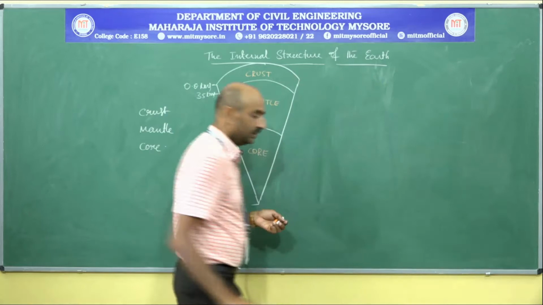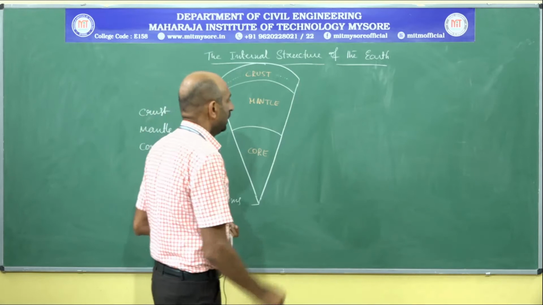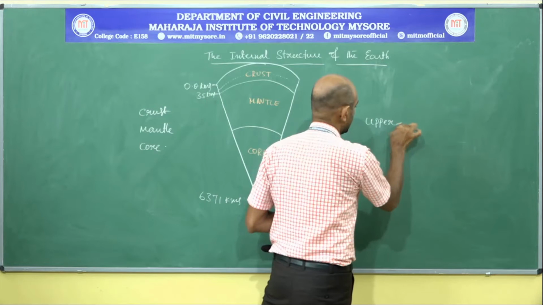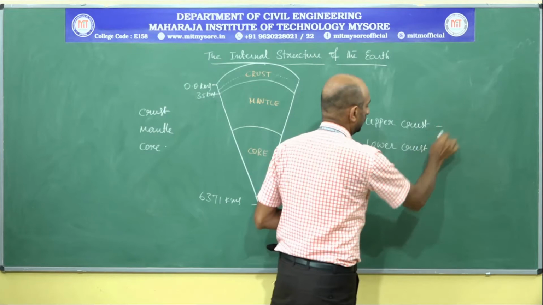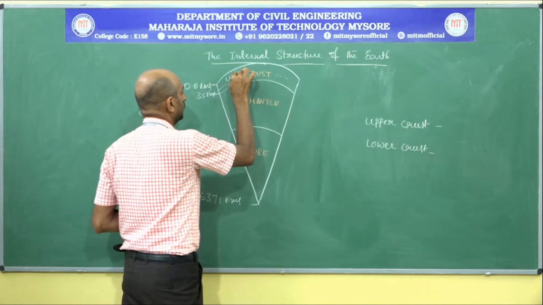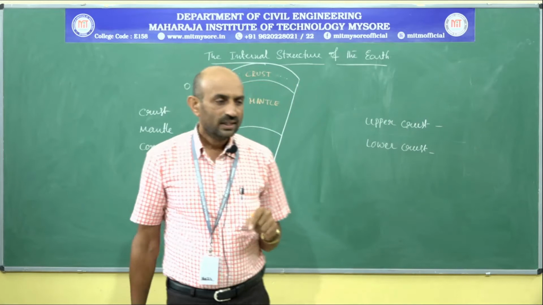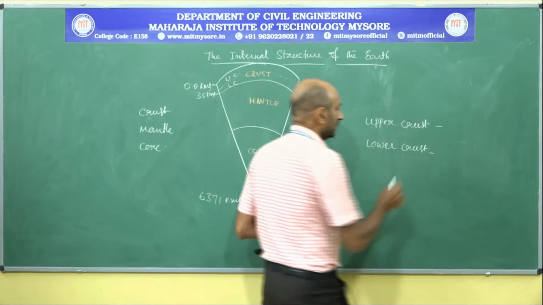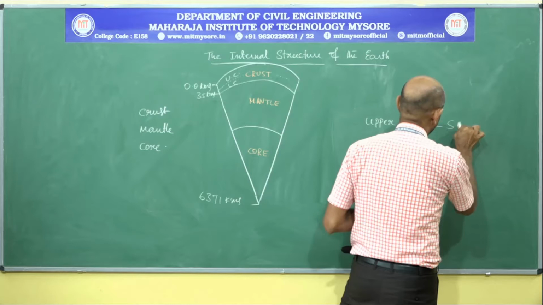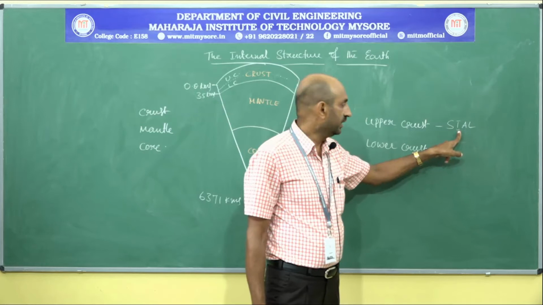This crust is again divided into two layers, upper layer or upper crust and lower crust. This is upper crust, this one is lower crust. This upper crust is always rich with silica and alumina. Since it is formed of silica and alumina, it is described as SIAL. SI stands for silica, AL stands for alumina.